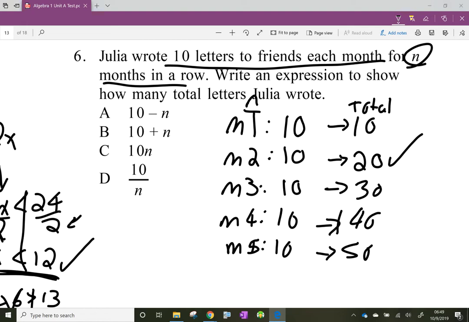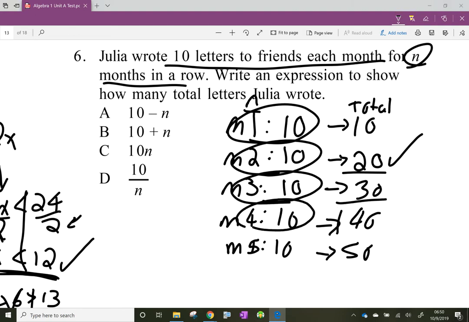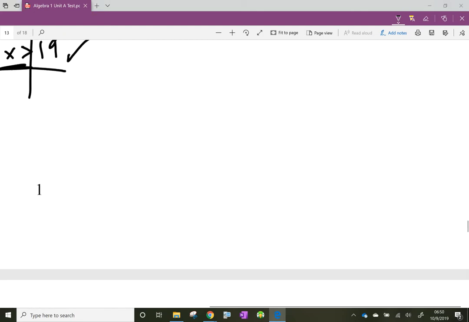That makes 40. So the expression here is we're not subtracting months, we're not adding months, we're not dividing months. We're multiplying 10 times the number of months. So 10 represents the number of letters, n represents the number of months. And so it's multiplication here that gives us the total, right? 1 times 10 makes 10, 2 times 10 makes 20, 3 times 10 makes 30, 4 times 10 makes 40, 5 times 10 makes 50. So answer here is C.